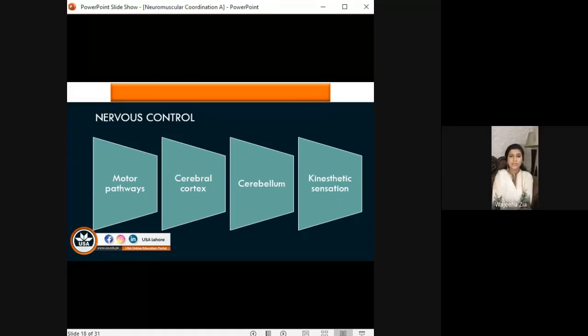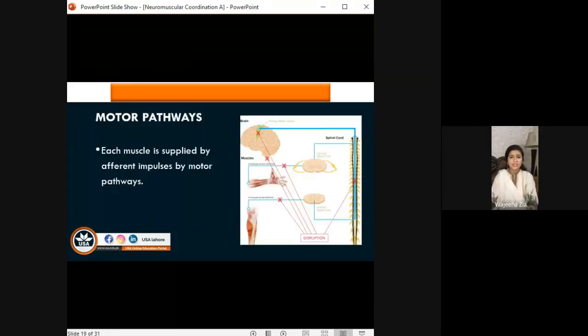So let's start with the next important part, which is required for coordinated movement, nervous control. It can be done with the help of motor pathways, cerebral cortex, cerebellum, and the kinesthetic sensation. Motor pathway is simply the motor nerve supply. You are familiar with the nerve supply of all the muscles. Muscles are supplied by the efferent impulses. If the nerve supply is not intact, muscles will not be able to contract. So can anyone tell me the nerve supply of triceps?